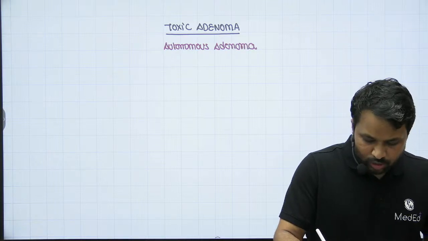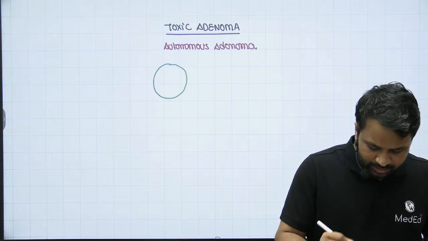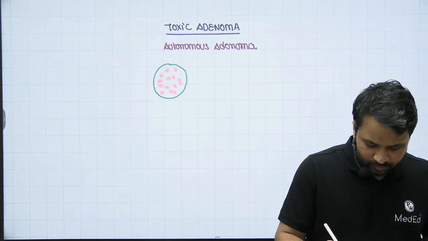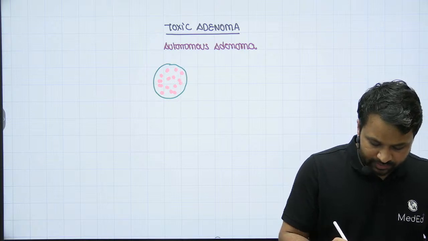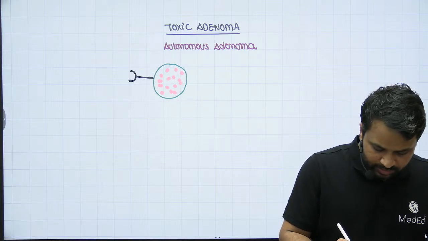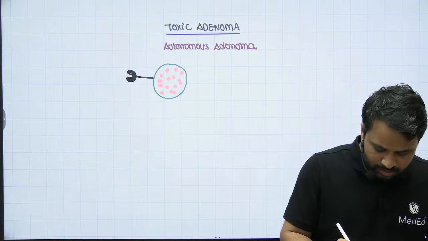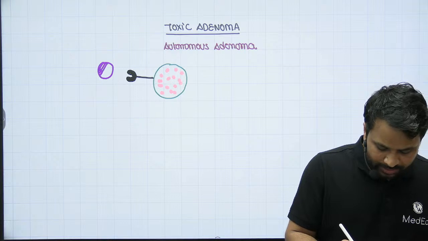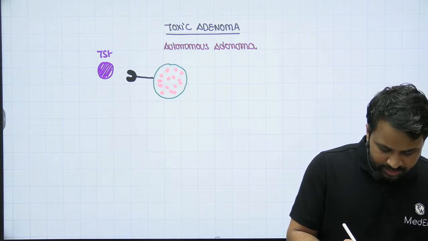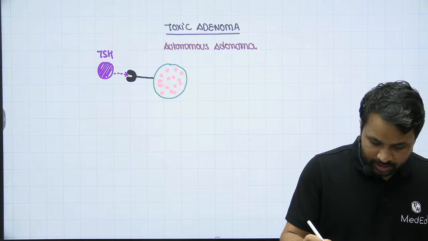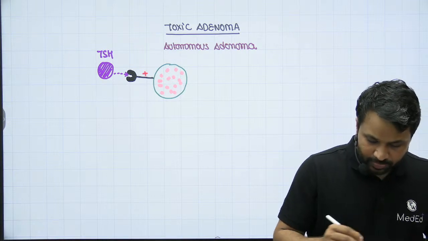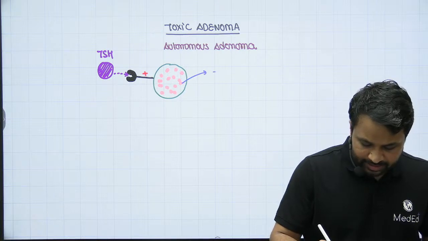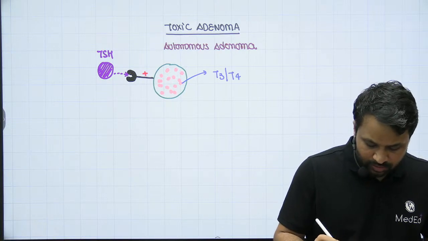Now, why do we call it an autonomous adenoma is, you see every single follicle that is present, these follicles have a lot of T3, T4 that is present in the reserve form. Even though they have a lot of T3, T4, they will only release the hormone once the TSH is going to come and bind. So let's say this is the TSH hormone that is present. When the TSH hormone makes its journey and attaches to the TSH receptor, it is going to activate the TSH receptor. Once it activates the TSH receptor, it is now going to release the T3, T4. This is a normal phenomenon that is occurring.